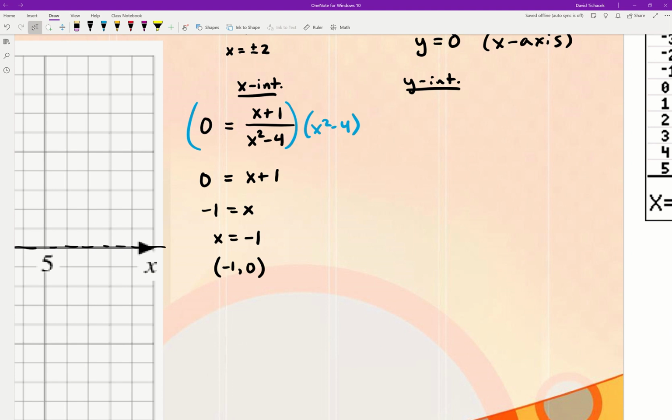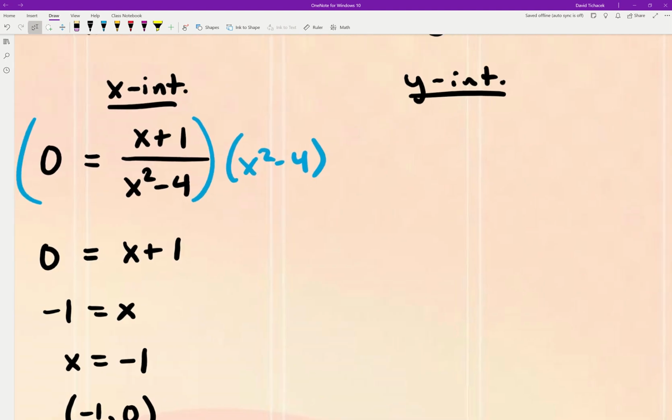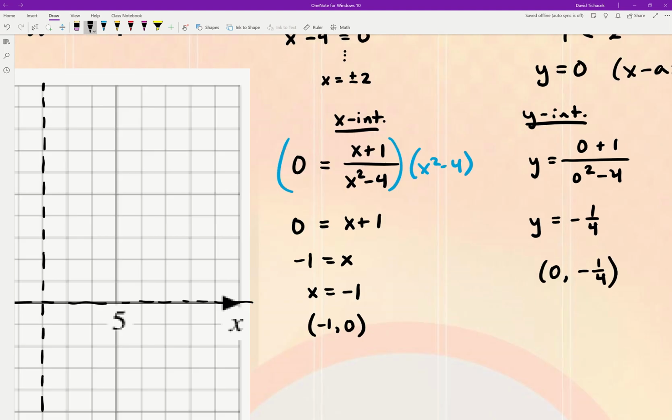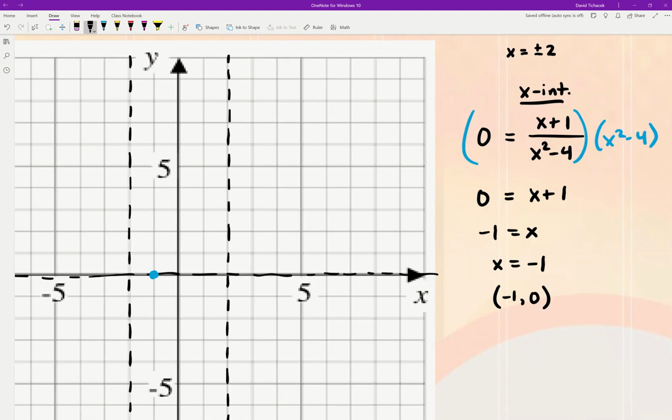Okay, so for your y-intercept, of course, we're going to do the exact opposite. We're going to plug in 0 for x and then solve for y. So y is going to be equal to 0 plus 1 all over 0 squared minus 4, in which case it is pretty clear that this is going to end up resulting in negative 1/4, or in other words, the point with coordinates 0, negative 1/4. Okay, so we can go ahead and plot that really quick right here. So negative 1/4 approximately, just like that.